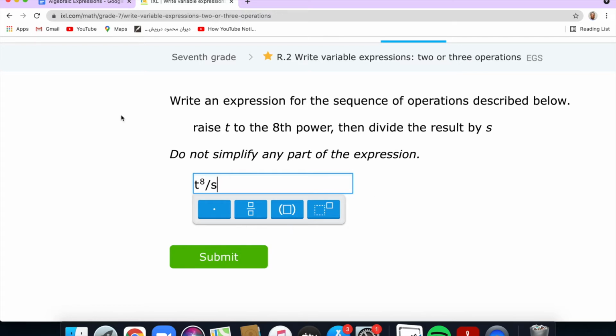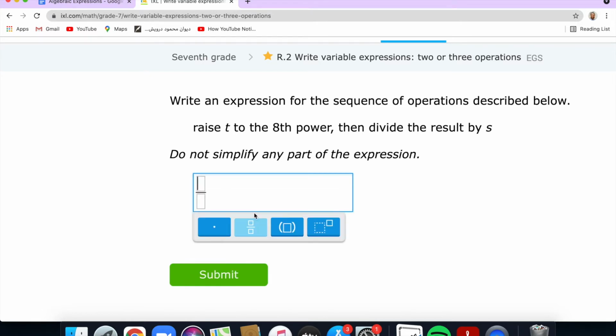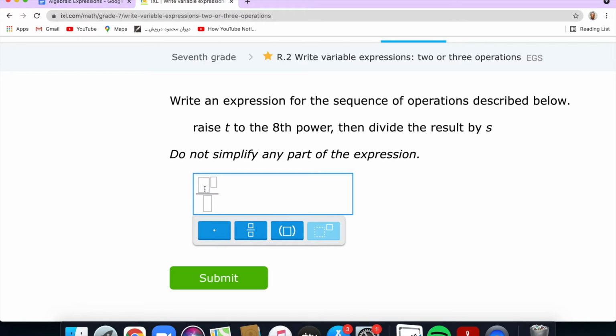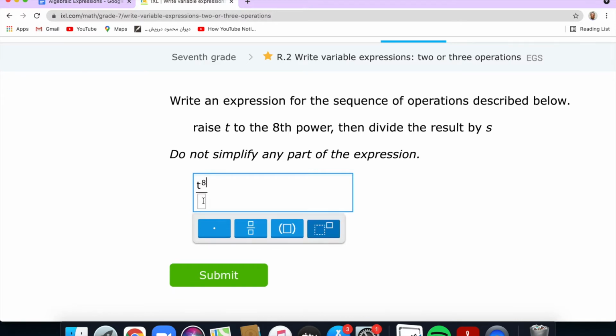Now here, I'm not sure whether IXL will calculate it as correct or wrong. It looks right, but we need to follow IXL. So since they gave you this button, which is division, you need to use it. So I need to delete everything and start with this. Why? Because there is division at the end. So here in the numerator I should write t to the power 8. So I will click on this button, then t power 8, then go down to the denominator and write s.